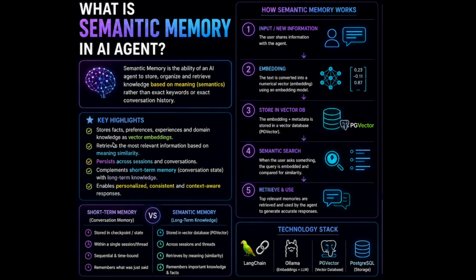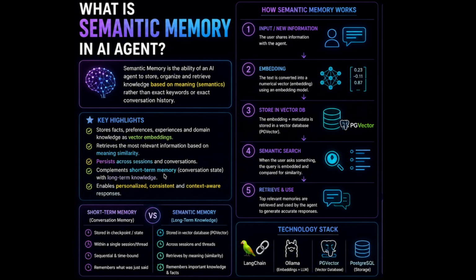Some of the key points here: it stores facts, references, experiences, and domain knowledge as vector embeddings. This is very important. Instead of using a normal database, it uses vector embeddings here. It retrieves the most relevant information based on meaning similarity, and it persists across sessions and conversations.